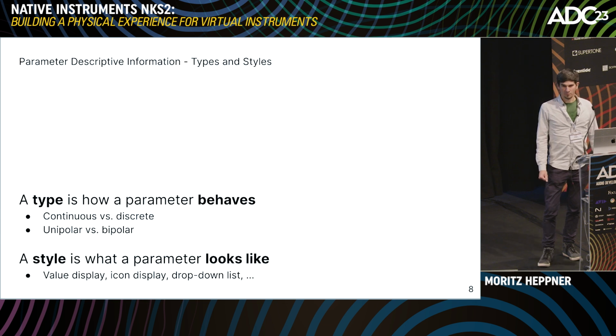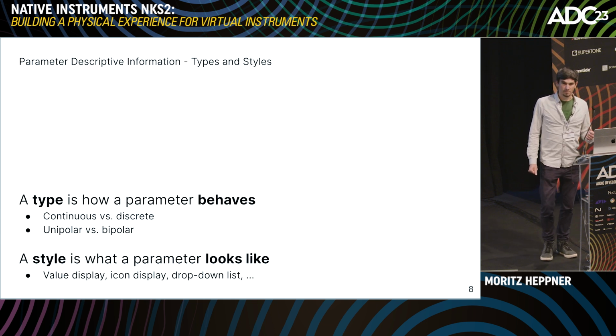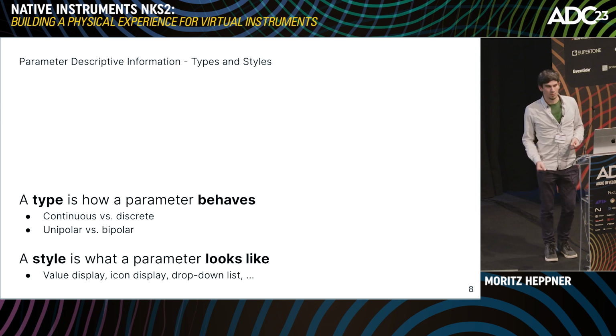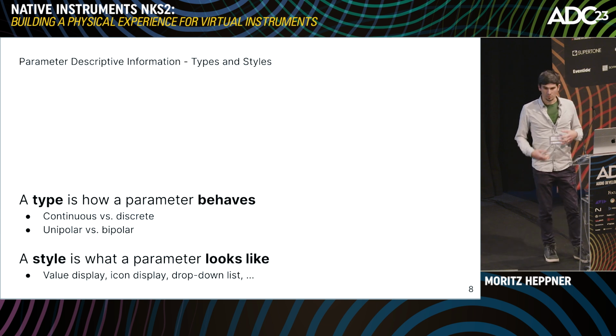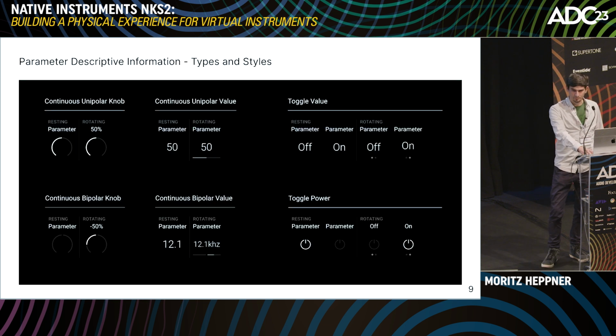Regarding parameter descriptive information, we are mainly looking at two things, which we call types and styles. And by type, we mean how a parameter behaves, right? So it can be continuous, it can be discrete, it can be unipolar or bipolar, and so on. And a style is what the parameter looks like. It can show up as a value display, as an icon display, a drop-down list. Different parameter types can be combined with different parameter styles.